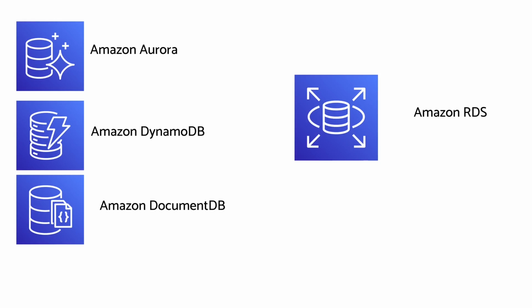These are the types of databases, and we have the following databases available in Amazon. The most famous ones are RDS and Aurora. RDS has different types of databases.